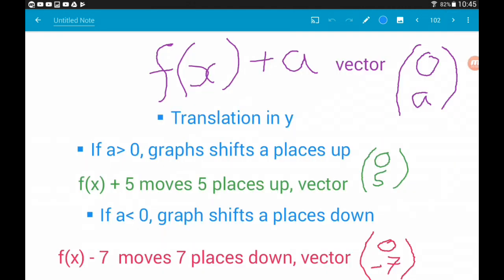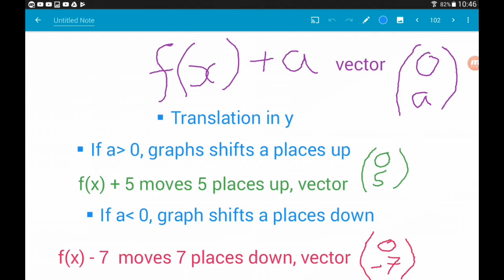if we take a graph y equals f of x and we transform it to y equals f of x plus a, so the a is not inside the brackets, then this is a translation along the y-axis. The translation vector for this is (0, a). If a is greater than 0, i.e. positive, then this is a positive translation up the y-axis. So when a is greater than 0, the graph moves a places up.